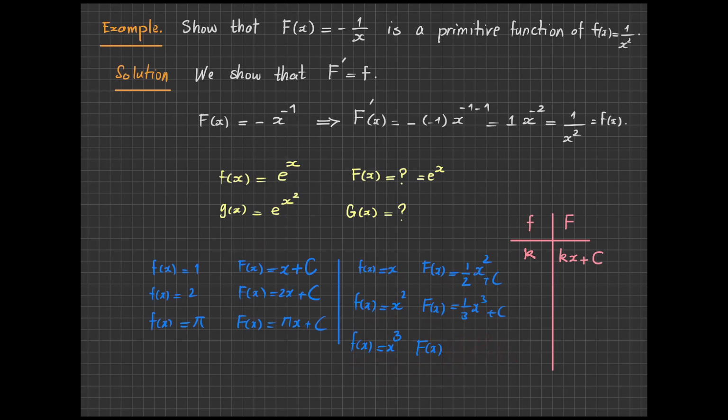Now, can you see the pattern? Instead of 1, 2, 3, let me just write n. Then what will be your guess? So f of x equals x to the power n, then what is your guess for capital F? Yes? 1/n x to the power of n plus 1. A little bit small mistake. 1/(n plus 1), x to the power of n plus 1, plus a constant.